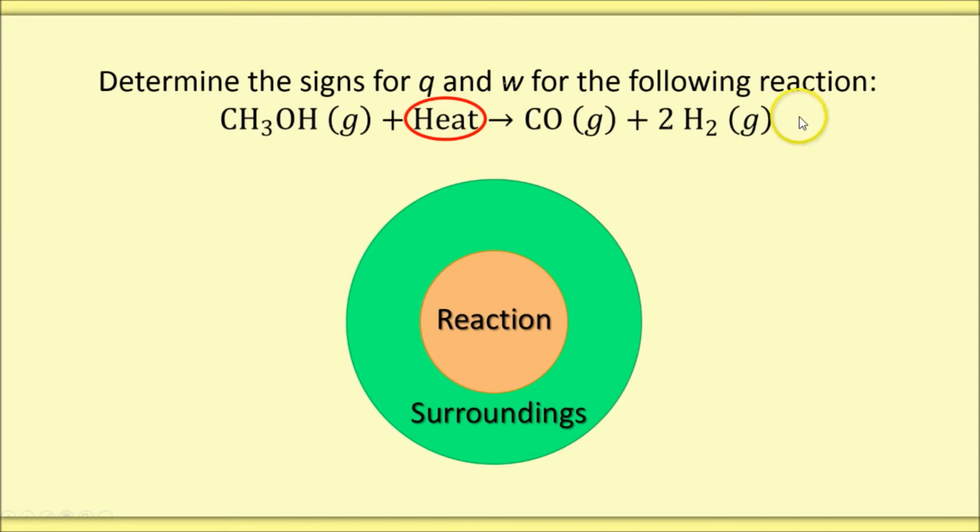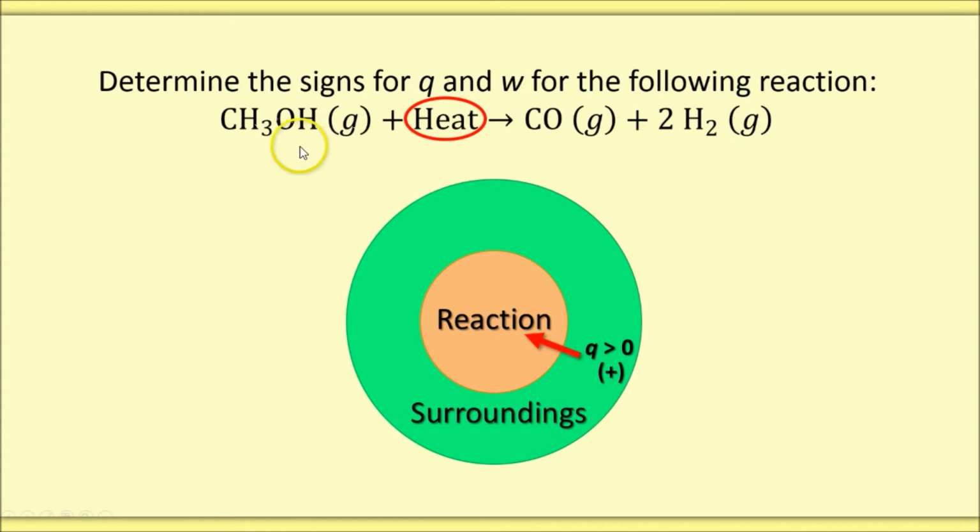Whereas in the previous example, heat was on the product side, which means that heat was released from the system. In this case, heat's on the reactant side, so it has to be put into the system. So from that, we can tell that heat is entering the system, so Q must be positive.